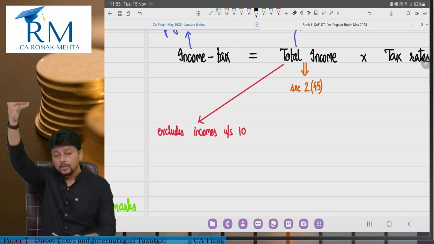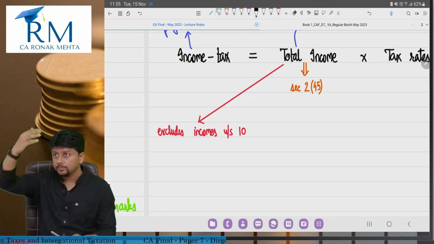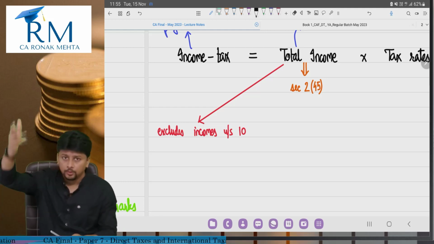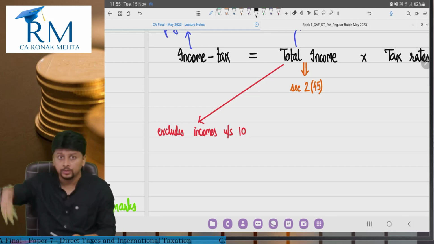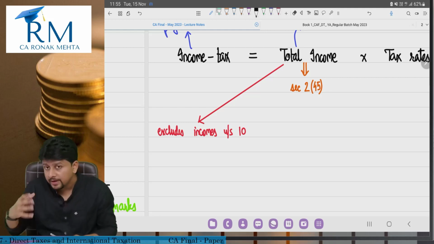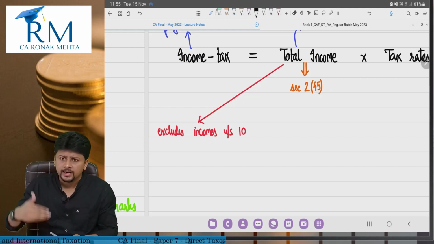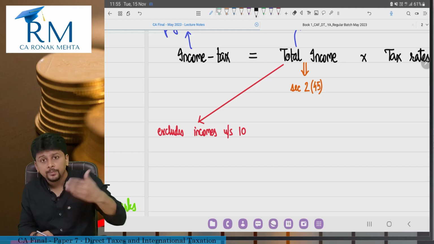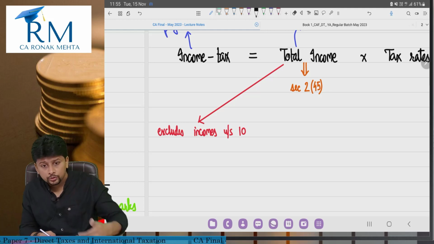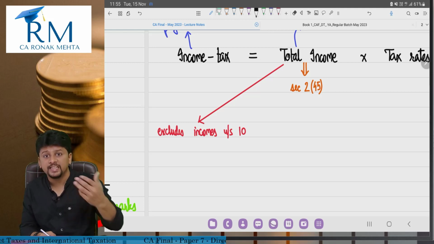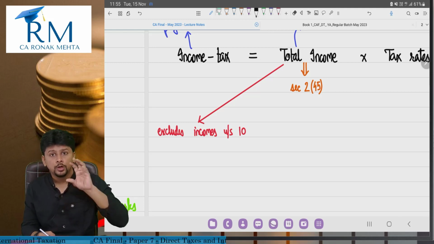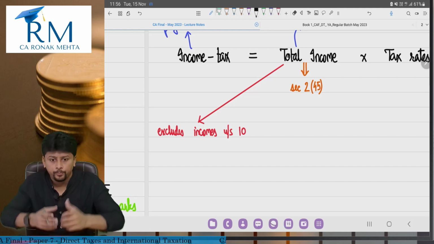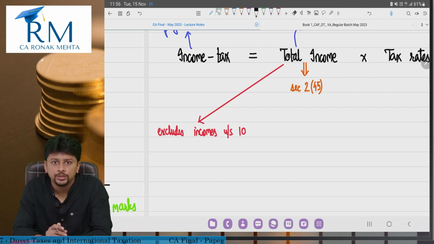Section 10 has a list of incomes from section 10 clause 1 to section 10 clause number 50. And of course, it's not only 50, there are more than 50 incomes. But why are they exempt? Some are exempt because income tax is already paid on it. Some are exempt because the government wants to promote something, the government wants to incentivize something, push that particular activity and promote it. So we are giving tax exemption.